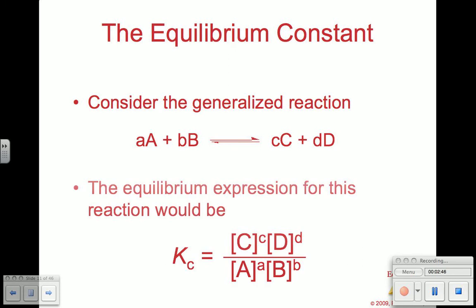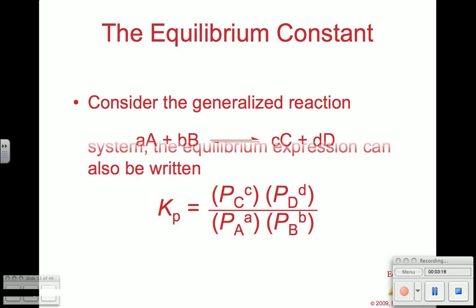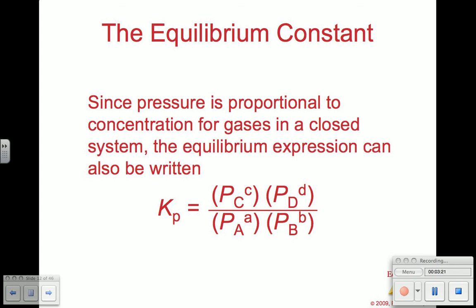So a general equilibrium expression would be where you've got, oh, see, I was right. What the heck? I'm confusing myself. I apologize. So your products are on the top with their coefficients as the superscripts, and then your reactants are on the bottom with the coefficients turning into the superscripts for the reaction. So use this, not what I said, but what I now say. Sorry.